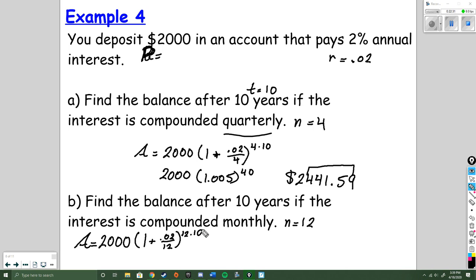For some reason I did not do this in the calculator beforehand, so I'm going to do that right now. Just get my calculator out.